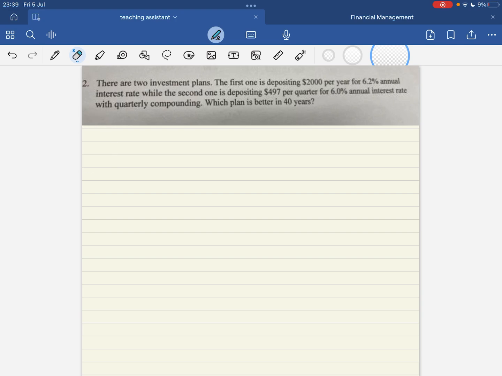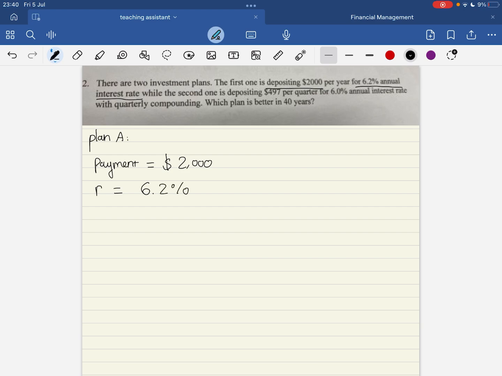So there are two investment plans. The first plan I call Plan A. The first one is depositing $2,000 per year. So the payment will be equal to 2,000 USD. 6.2% annual interest rate. Therefore, the R will be equal to 6.2%. Finally, which plan is better in 40 years? And because the first plan is annually calculated, the number of periods is also equal to 40.